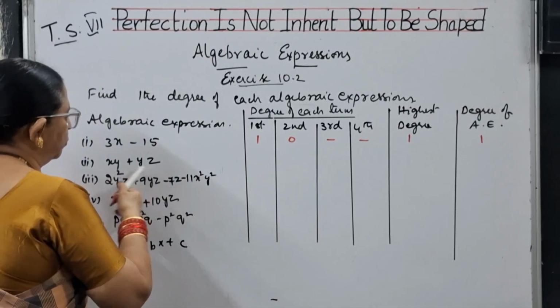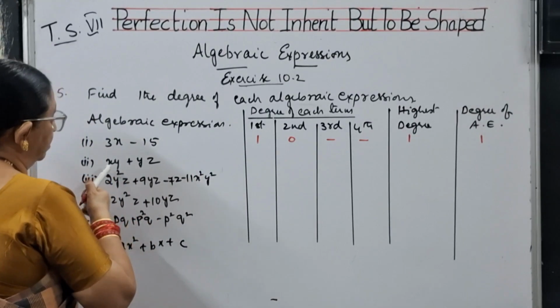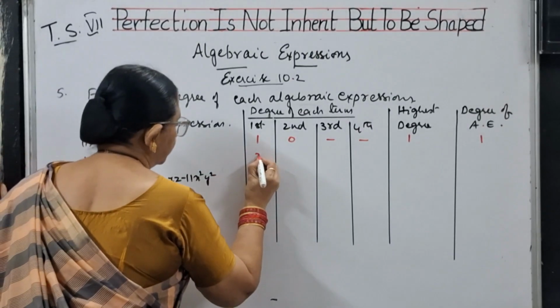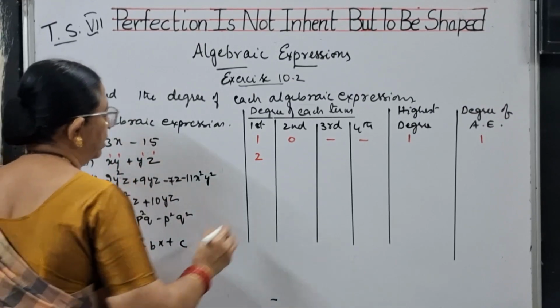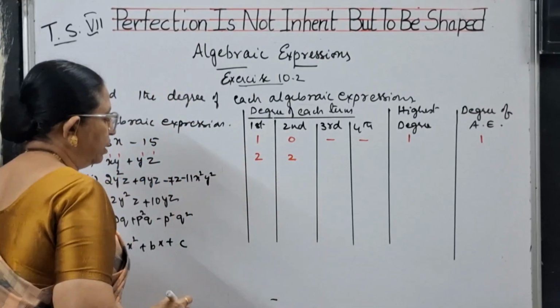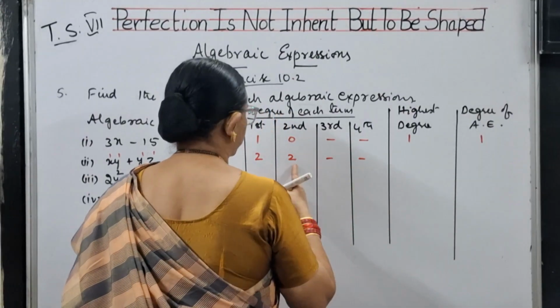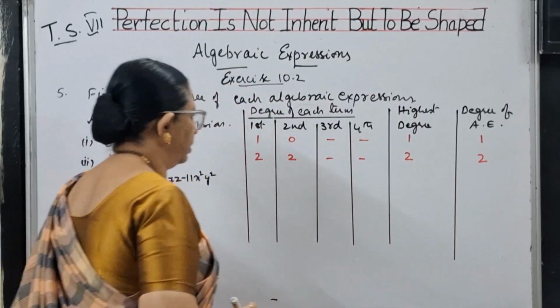Now second one, you have two terms. First term is having degree, see here, this is having two variables, 1 plus 1, that is 2. And this is also 1 plus 1, that is 2. And here, third term is not there, fourth term is not there. So same, you have got, so you have to take that only.